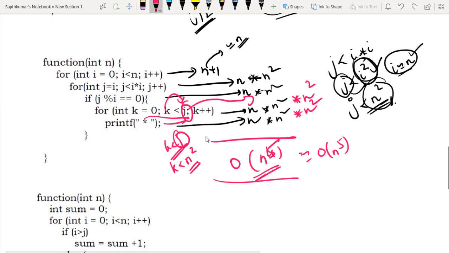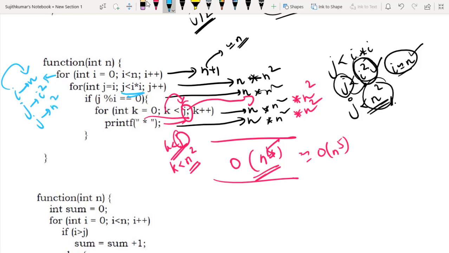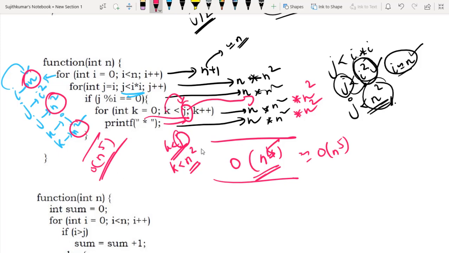So that's the idea here, guys. This is something different, so please make a note of this. i follows n, j follows i square. Since i follows n, j follows n square, because i square becomes n square. Since j follows n square, k also follows n square. Totally time complexity is n square into n square, so O(n^5).